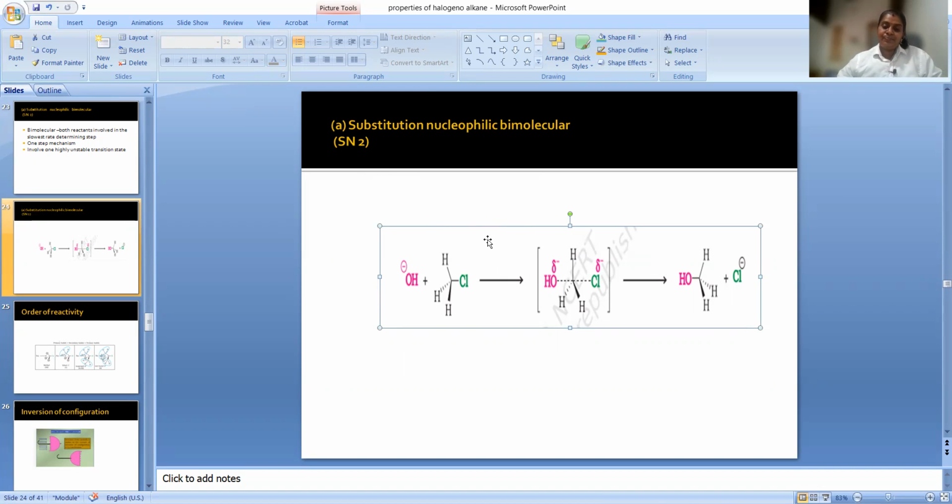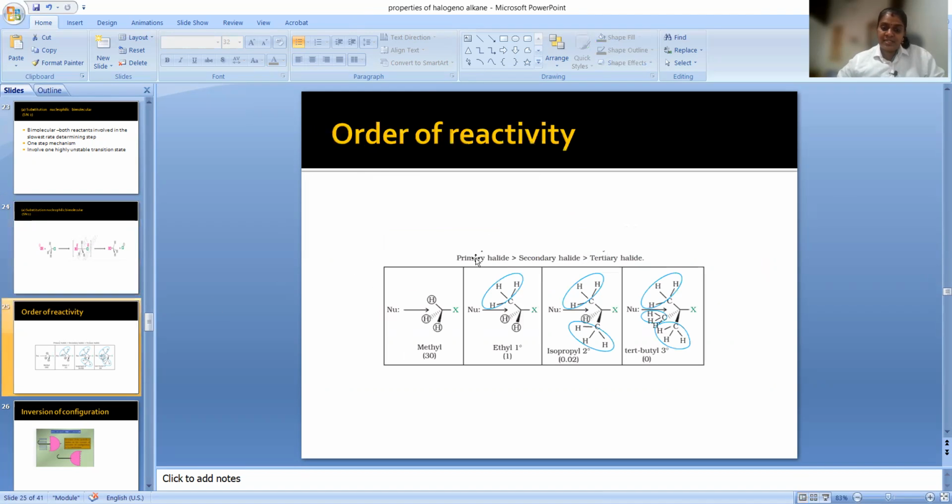This is the mechanism. Now, one more thing you have to understand here. If all the groups are hydrogen, that is, a methyl group attached to the halogen, only light hydrogens will be there, right? So the nucleophile can easily come. There is no such big repulsion issue there. But if you are introducing a CH3 group instead of hydrogen, what will happen? There will be a steric hindrance.